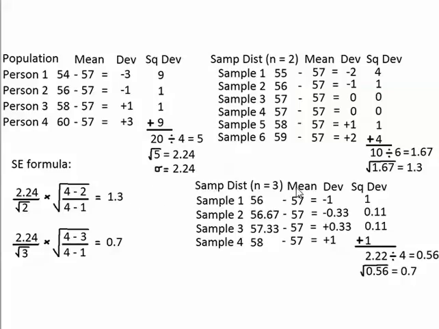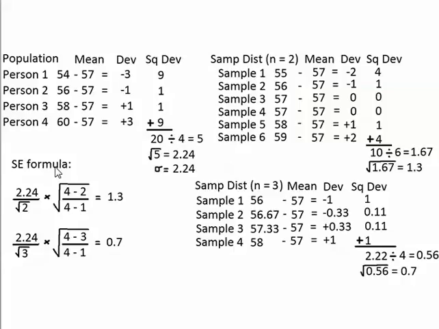Now what if I wanted to find the standard error for the sample size of 3? One way to do it would be to sort out the population into all possible samples of 3 people and calculate the mean of each sample, and then list out the sample means like I did here, and then go through all of this work of calculating the standard deviation of all of the 4 sample means. If I went through all of that work, I would see that the standard error for the sample size of 3 equals 0.7. But another way for me to find the standard error for the sample size of 3 would be to just use the standard error formula.